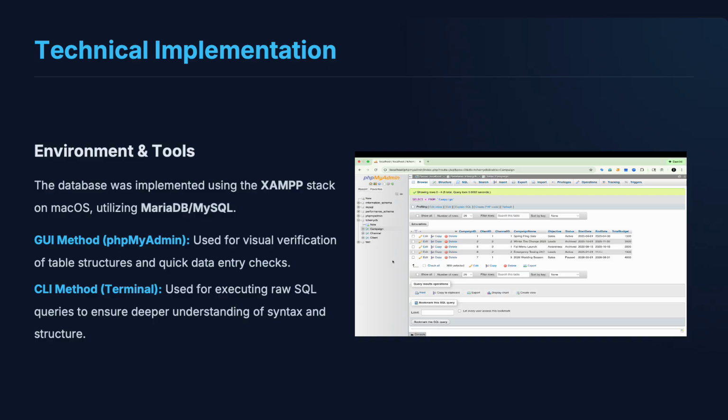To bring this design to life, I utilized a standard robust tech stack with XAMPP. I used XAMPP for my local development environment to host the Apache server, MariaDB and MySQL. This was the core RDBMS used for the actual storage and SQL processing. With phpMyAdmin, I utilized this for visual verification and initial table creation.